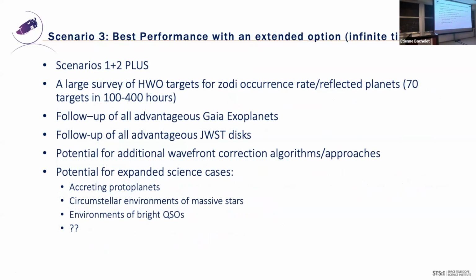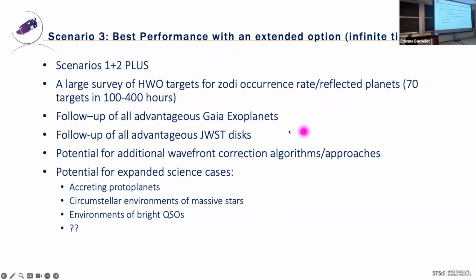Now, we won't get infinite time, but as an idea of some things we could do, so that hopefully the community can start prioritizing these things and telling the CPP what they would like to do, I throw some ideas out. So, I said a large survey of HWO targets for zodis is really, really interesting because that retires some risk for HWO. And you could get 70 targets in about 100 to 400 hours where you have a pretty good idea of what the zodi level might be for that star.